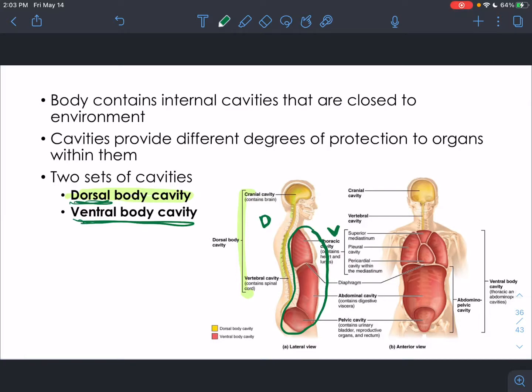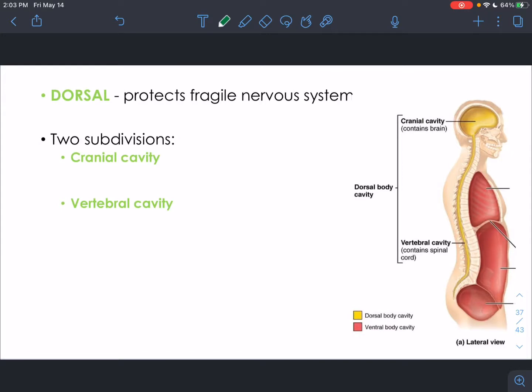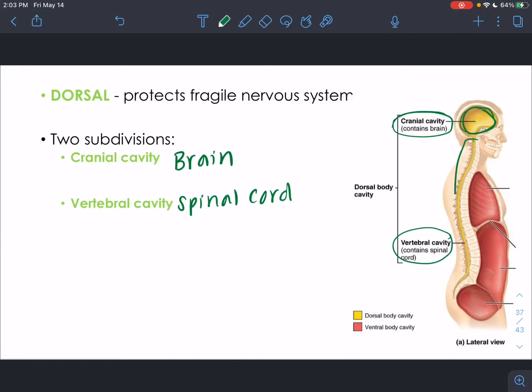Okay, and we can divide these even further. So I'm going to show you the divisions here. For our dorsal body cavity, again, at the back of our body, this yellow part, we can divide it into cranial up here and vertebral. The cranial cavity contains the brain. The vertebral cavity contains the spinal cord. Okay, so cranial contains the brain, and then this whole section is the vertebral, which is going to contain the spinal cord. Collectively, those are both part of the dorsal body cavity.